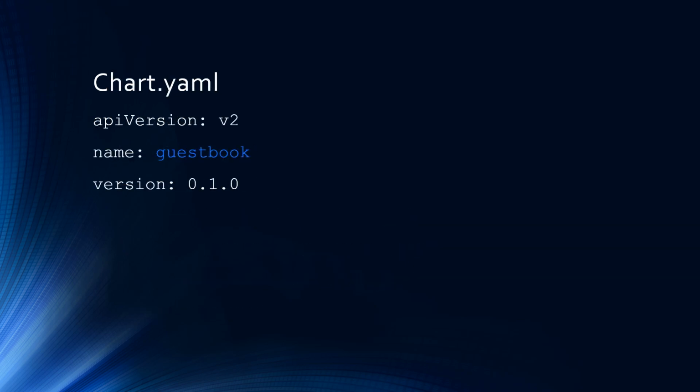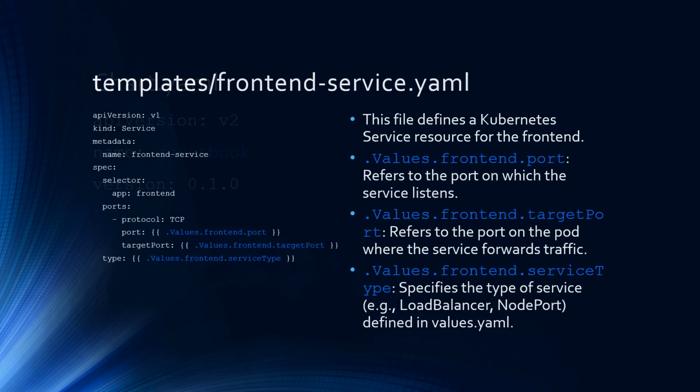Here are the contents of the Chart.yaml file shown in the structure earlier. It simply has the API version, name, and version number. Let's examine the front-end service.yaml template in detail. This file demonstrates how to expose your application to users through a Kubernetes service resource. The template includes several dynamic values pulled from values.yaml.